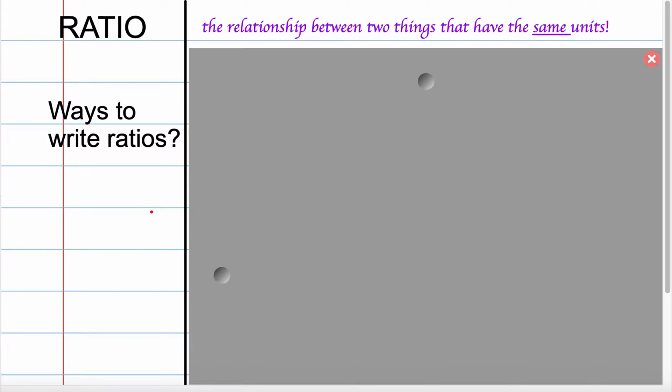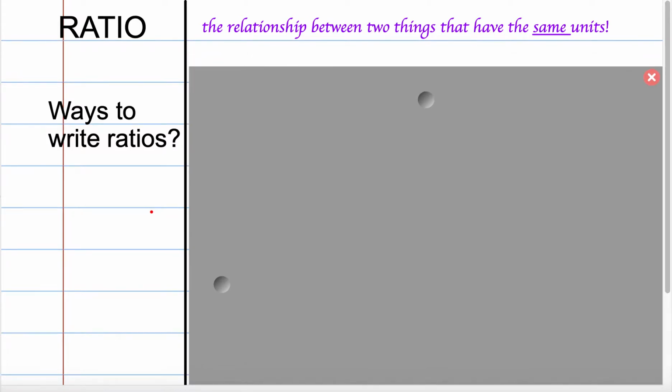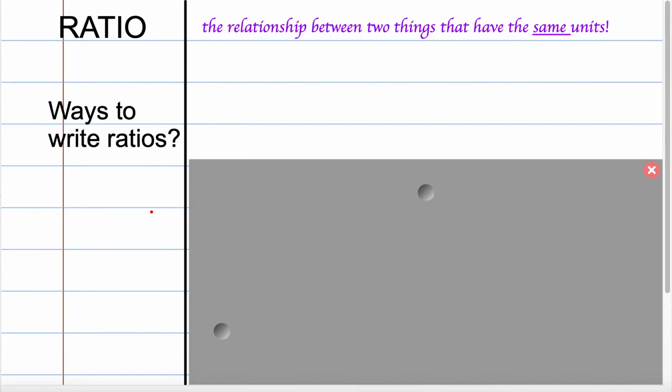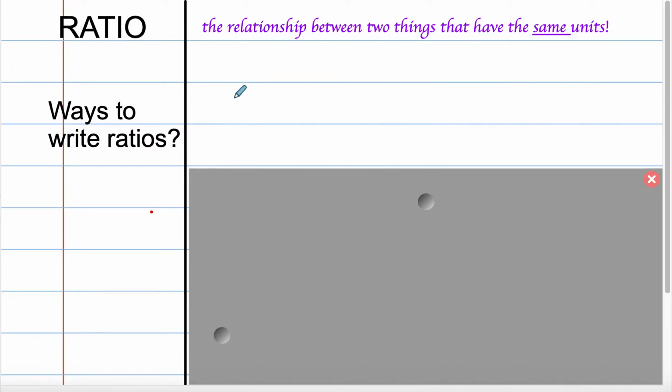A ratio is a relationship between two things that have the same units. So like if you had dogs to cats and you had 3 dogs and 2 cats in the picture, there are 3 ways to write the ratio. It's with a colon, 3 dogs to 2 cats, with the word "to," 3 to 2, or as a fraction, 3 dogs to 2 cats.